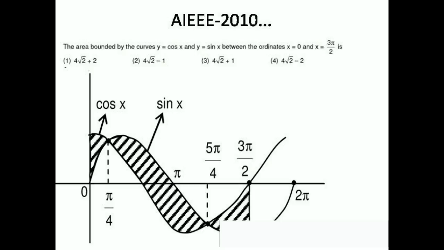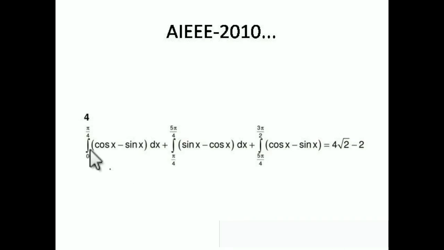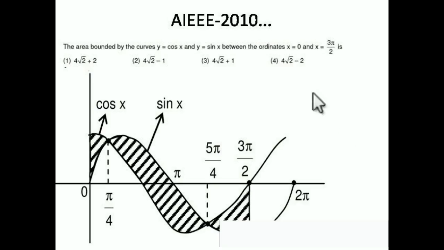Okay, let's do this integration. So from 0 to pi by 4, cos x minus sin x dx, because the limit is in terms of x, so we have y dx. Pi by 4 to 5 pi by 4, it is sin x minus cos x dx, and 5 pi by 4 to 3 pi by 2, it is cos x minus sin x dx. Okay, and then just integrate this. I am not going to that integration part because it's very easy. You all know the integration of cos x and sin x, then putting the upper limit minus lower limit, you will get the answer 4 root 2 minus root 2, that is option number 4. So answer option number 4 is the right option.